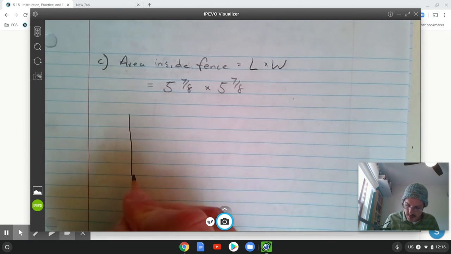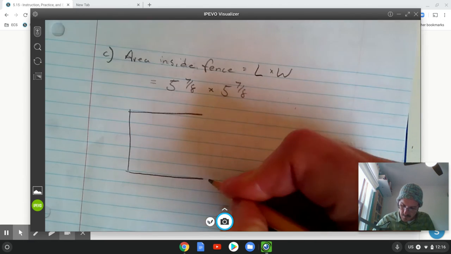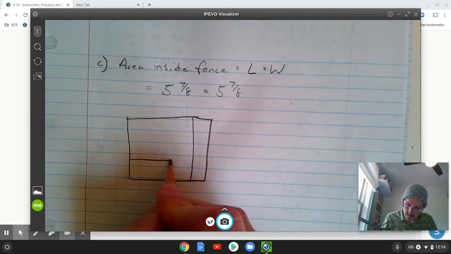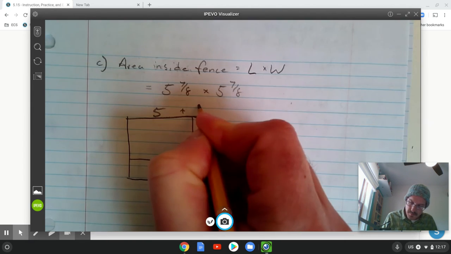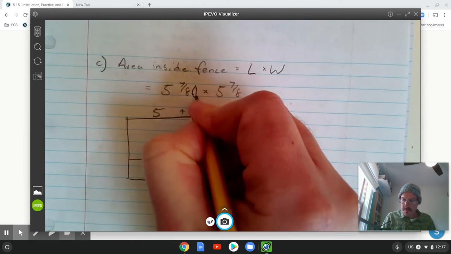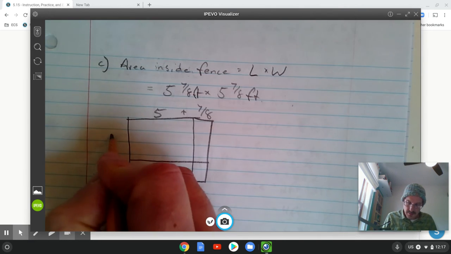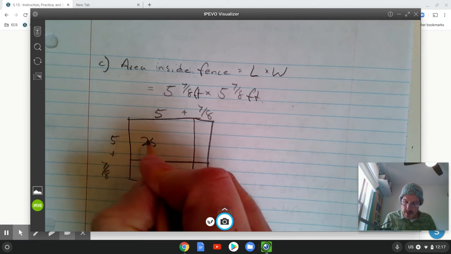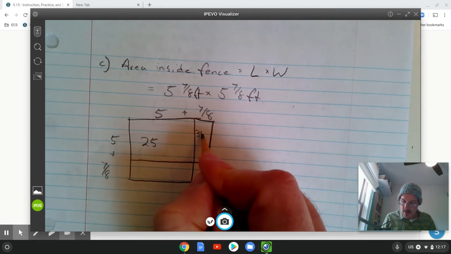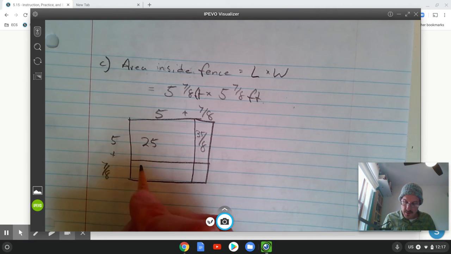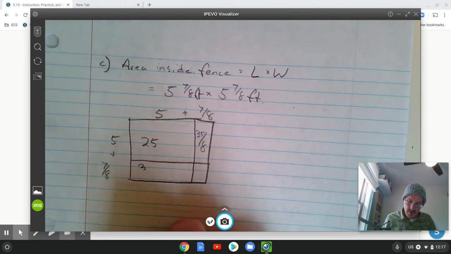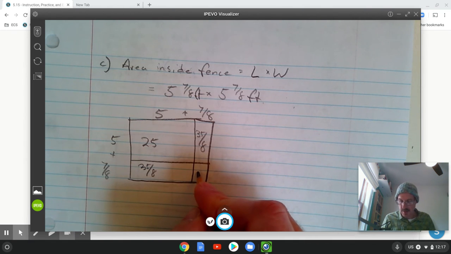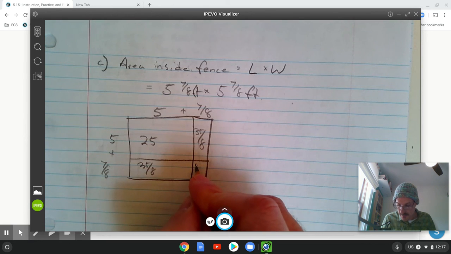So something like this. So this is my 5. So that's 5 and 7/8 feet. And here's 5 and 7/8. Right, so 5 times 5 is 25. 5 times 7/8 is 35/8. 5 times 7/8 is, yeah, 35/8. And then this is 7/8 times 7/8, which is 7 times 7, 49/64.